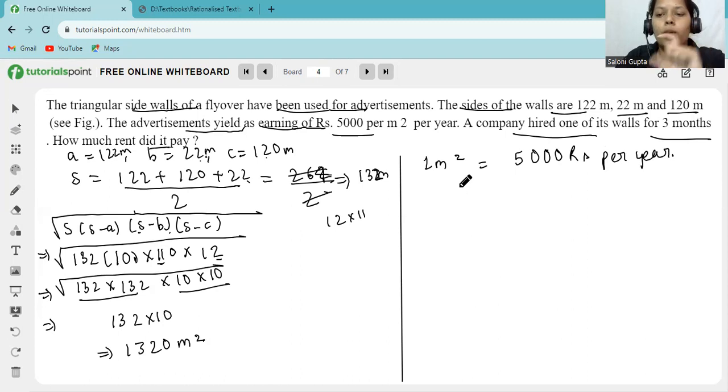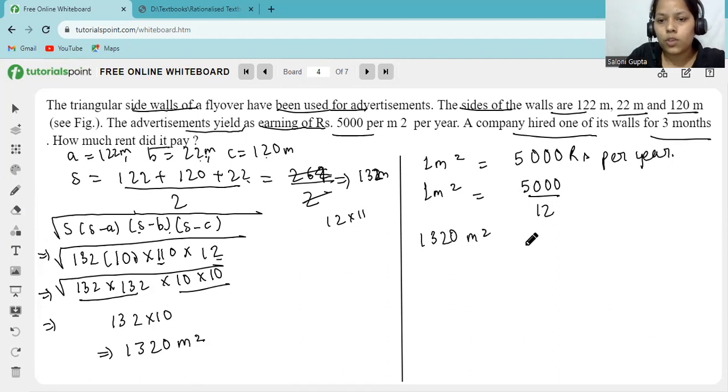Now if I have to find it per month, I can divide it by 12. So 1 meter square equals 5,000 upon 12. Then for 3 months, and how much, 1320 meters square. So this will be equal to 5,000 by 12 into 3.